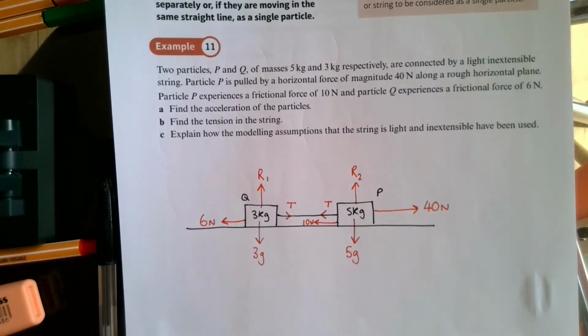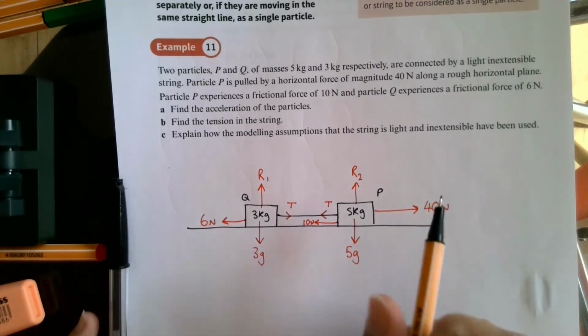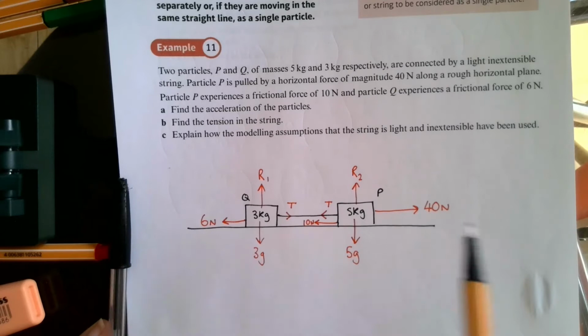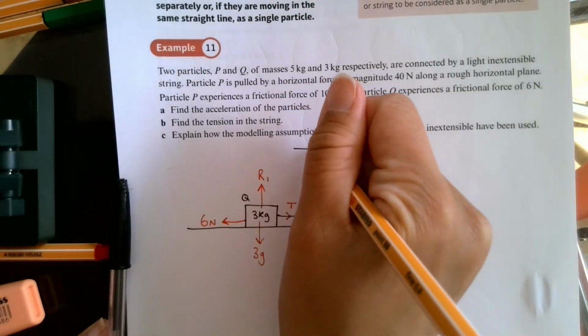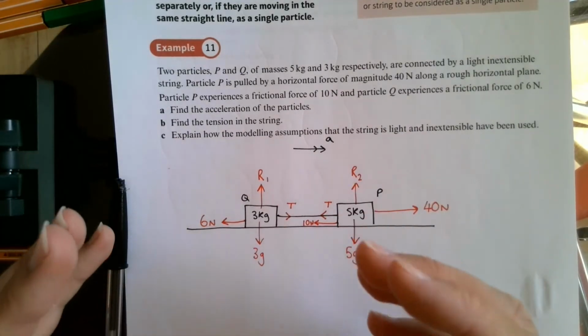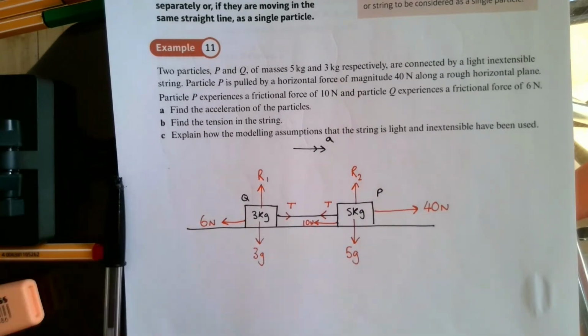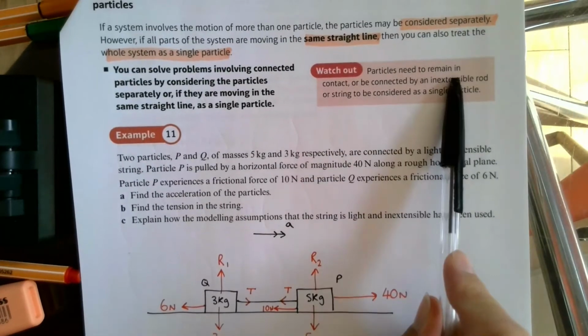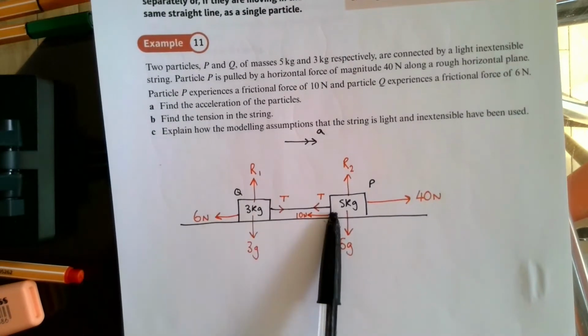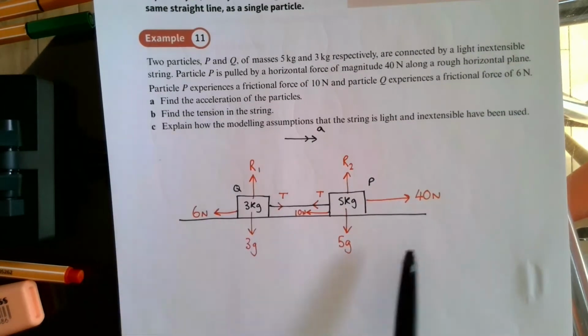And the first question is find the acceleration of the particles. Well, if P is being pulled along to the right, the particles will be accelerating towards the right. So I know that the acceleration will be in that direction. So for the first question, I'm going to decide to look at the whole system. And I can do that because remember it said that the particles need to remain in contact or be connected by an inextensible rod or string. Well, they're connected by this inextensible string. So I can look at the whole system.